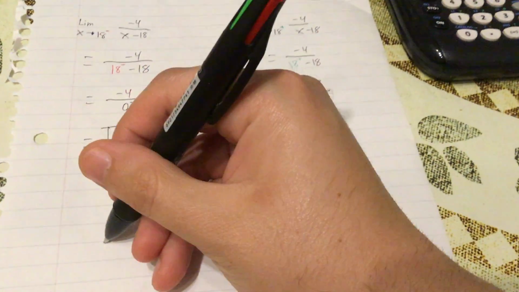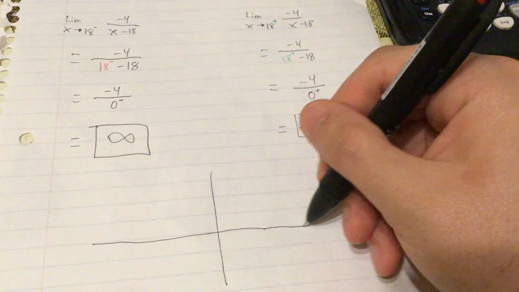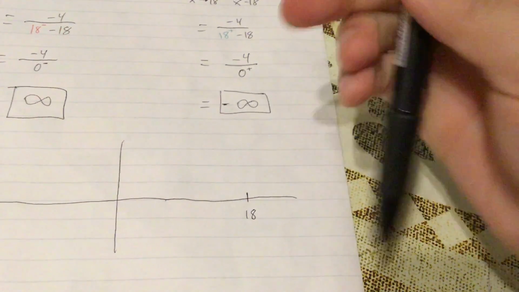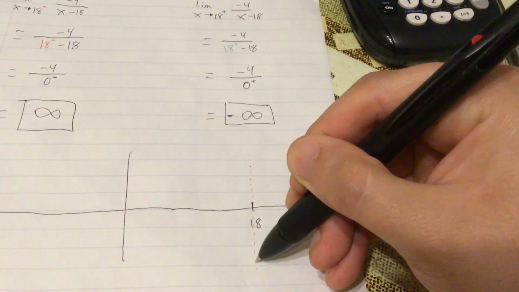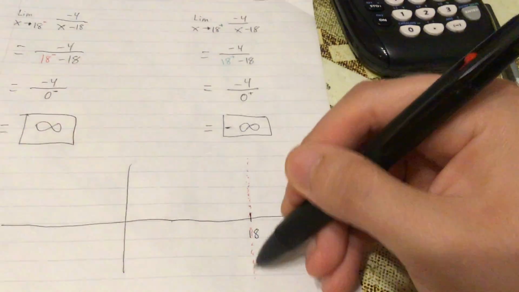So if I were to draw just a rough graph of what's going on, let's just put 18 over here. I'm going to put this imaginary dotted line. Can't touch this. I don't want to get sued, so I'm not going to sing the song.